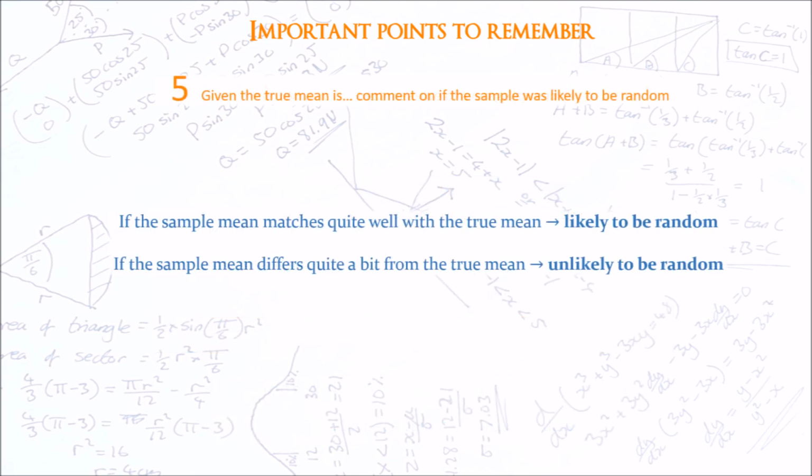Another one that can come up, it might say, given that the true mean is this, comment on whether the sample was likely to be random. It's quite a rare question. But generally speaking, if you know the true mean and you've got a sample mean and they match up quite nicely, then your sample is quite a good fit for the population, so it's likely to be a random sample. Whereas if they differ by quite an amount, then the sample doesn't seem to be a good fit for the population. So in this case, you'd assume that it's unlikely to be a random sample.